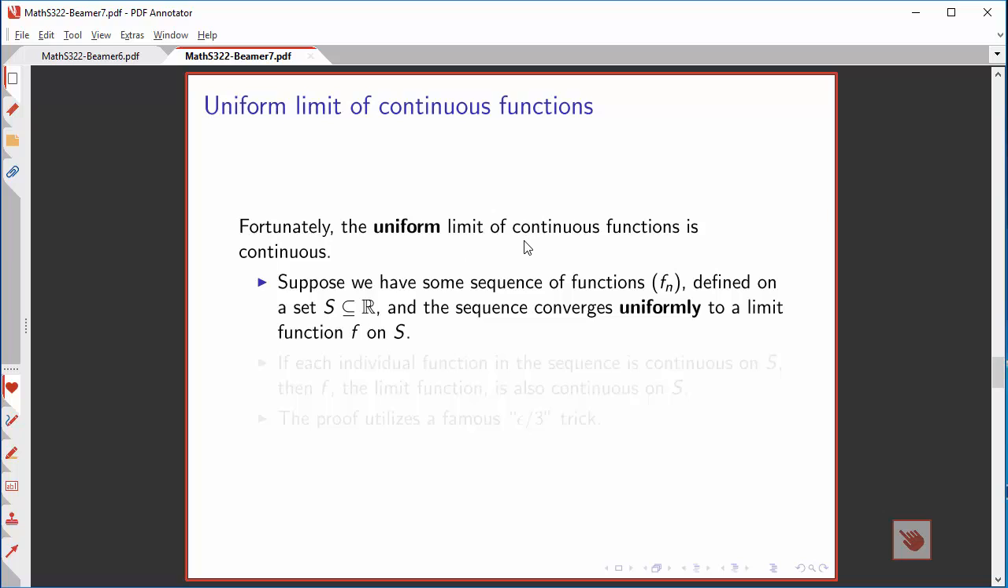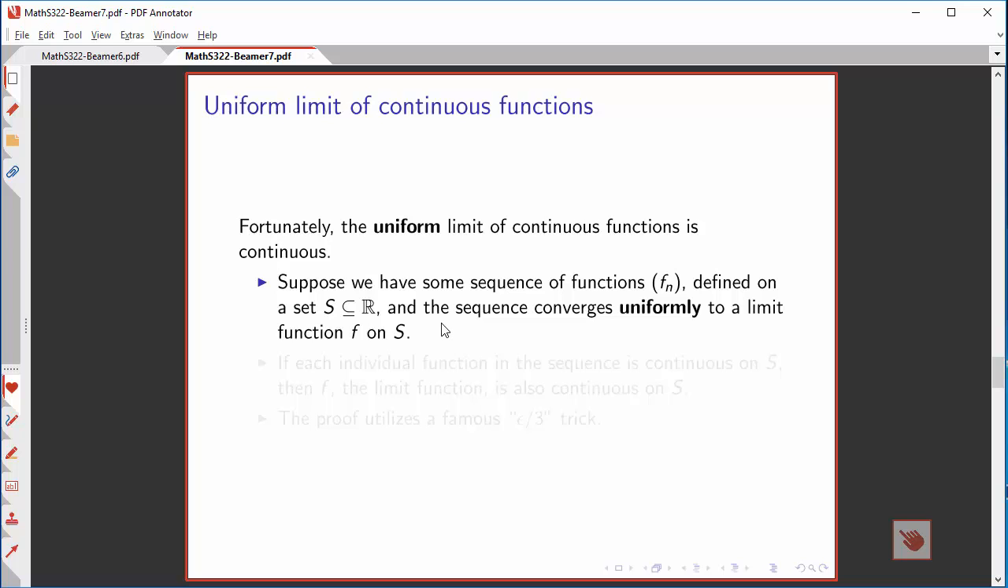Fortunately, there are circumstances under which we can prove that the limit of a sequence of continuous functions is continuous. If that sequence of functions converges uniformly to a limit function f, then the limit function is continuous. How does this relate to the example I just showed you?